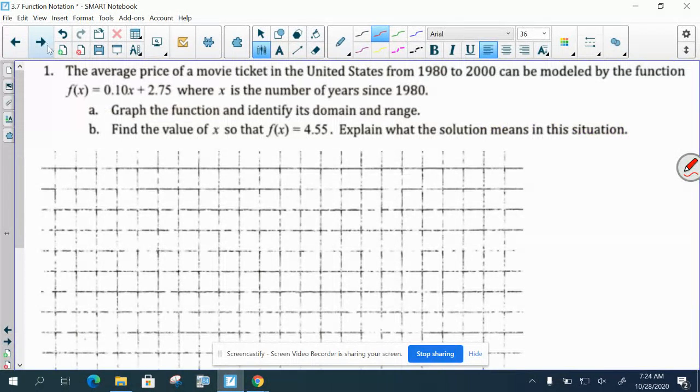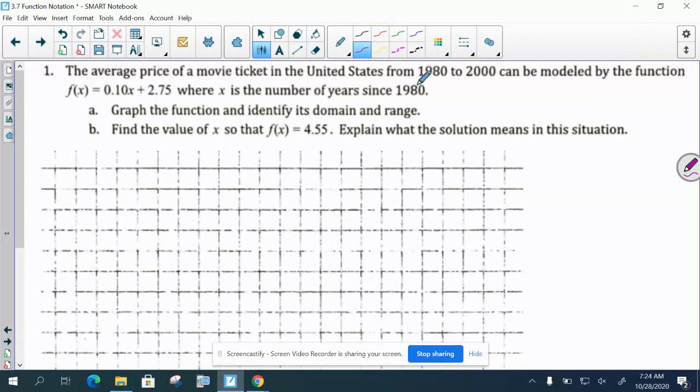All right, and then we're going to go straight to these problems. So here we've got a word problem. It says the average price of a movie ticket in the US from 1980 to 2000 can be modeled by the function f of x equals 0.10 x plus 2.75, where x is the number of years since 1980. All right, so it says to graph the function and identify the domain and range.